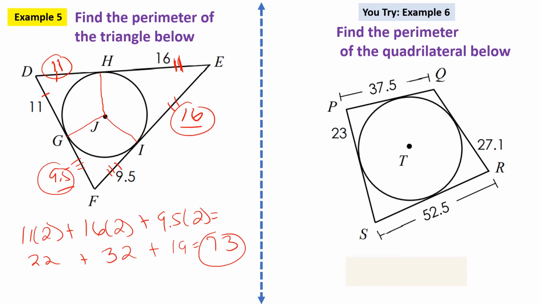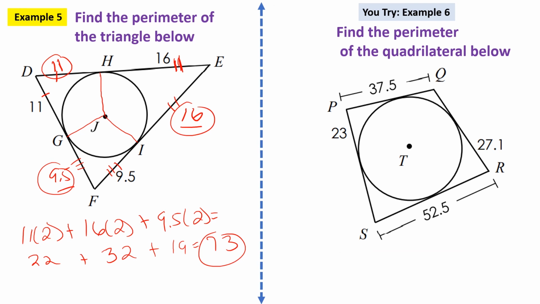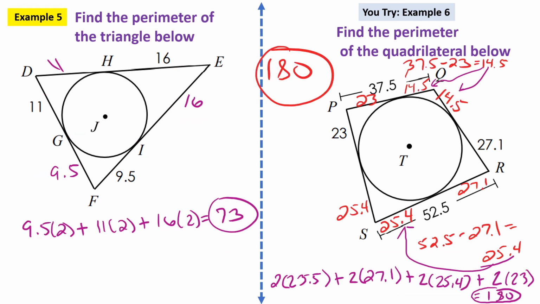And I would like you to try number 6 on your own. So go ahead and pause the video and try number 6 on your own, just finding the perimeter of this quadrilateral. All right, so you should have gotten 180 for the perimeter of this quadrilateral. If you did not, go ahead and pause the video and analyze my work here just a little more.